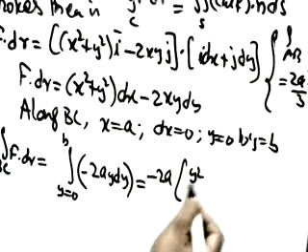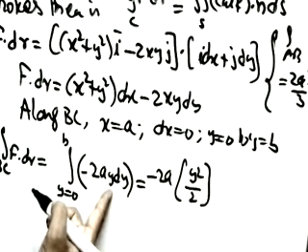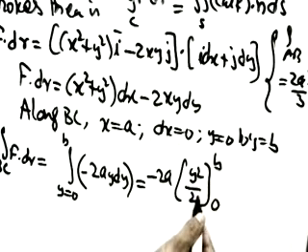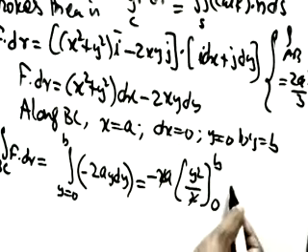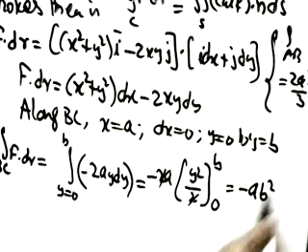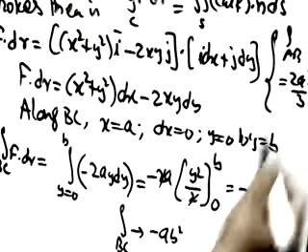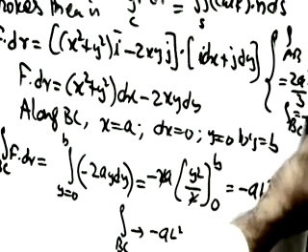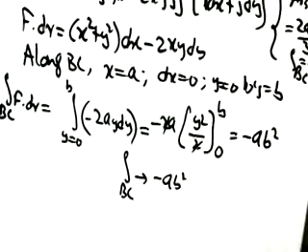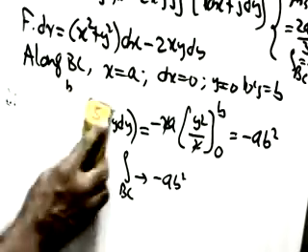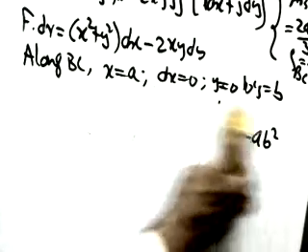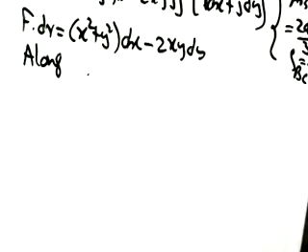So minus 2a times the integration of y, which is y squared by 2, from 0 to b. The 2 gets cancelled. Putting the upper limit gives minus a b squared, and the lower limit gives 0. Therefore the integration along BC is minus a b squared. Let me note this. Next, after finishing BC, we take along CD.